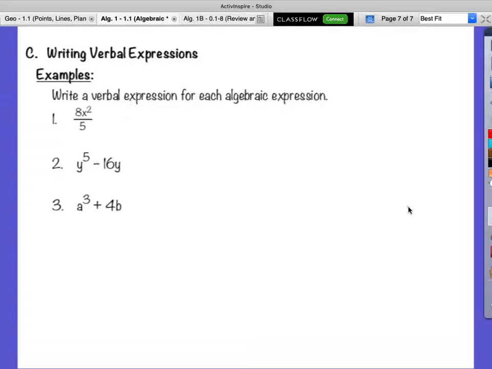Writing verbal expressions, okay? So here we're going to be going the other way from where we were going, reversing it. We started off with the algebraic expression with the numbers and symbols, and now we're going to be converting it back into words, okay? So who has an idea of what this first one could be if we were to write it out as a sentence?